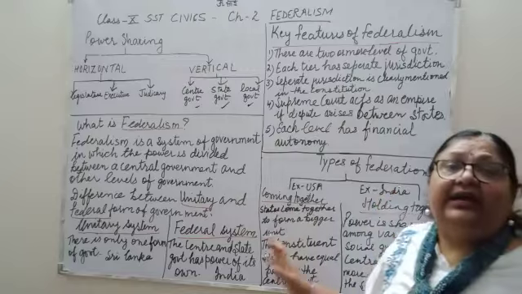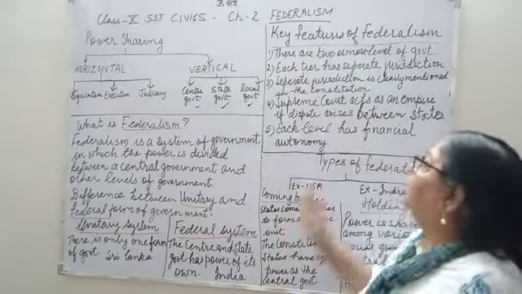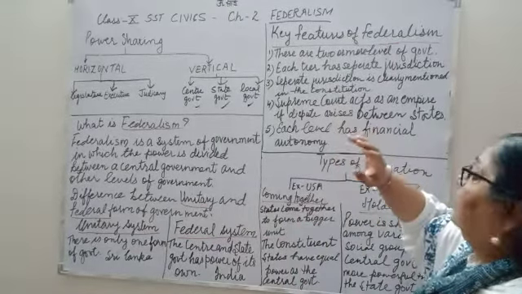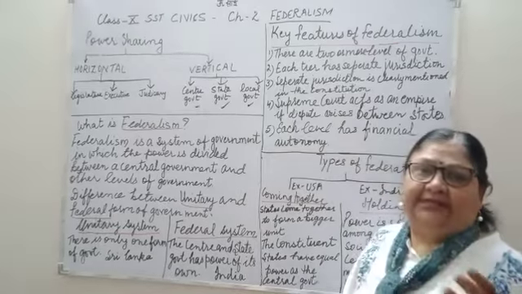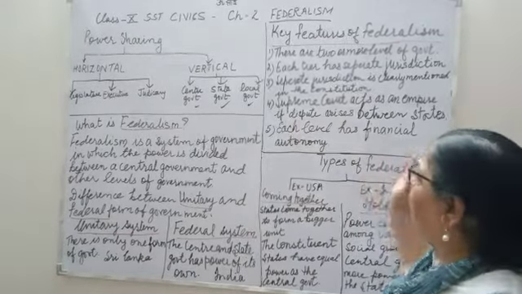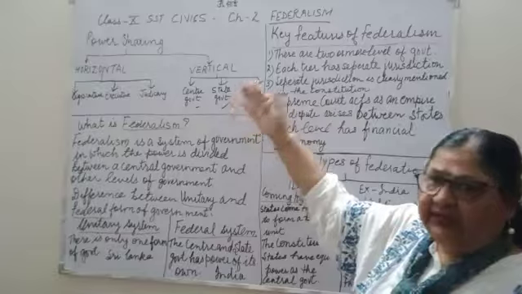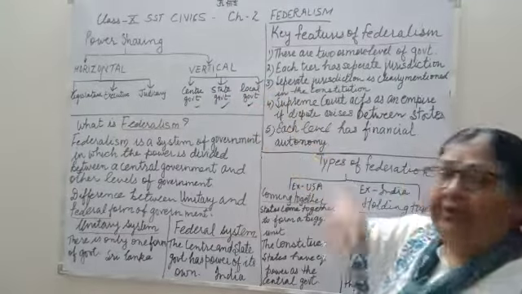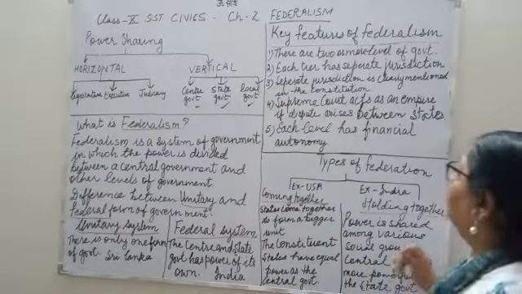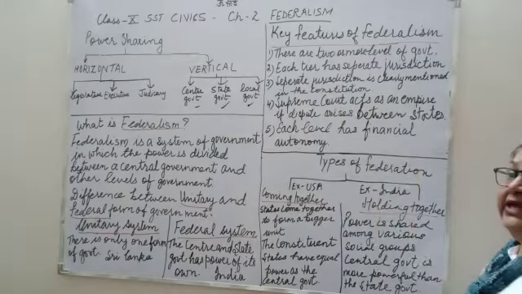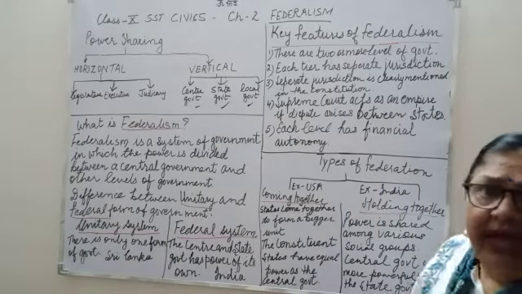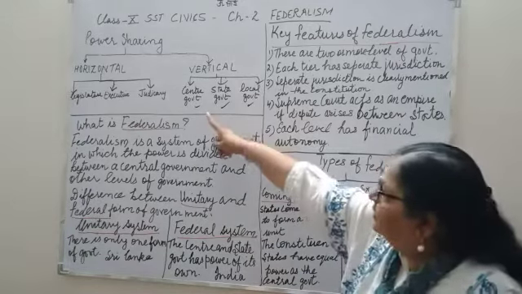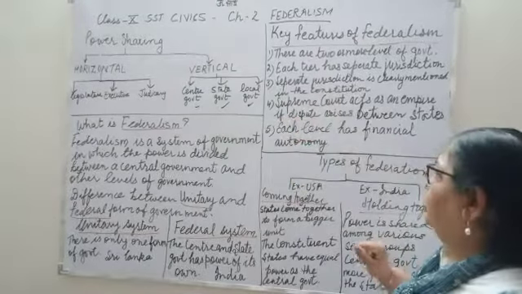It is very clearly mentioned in the constitution. There is a list of subjects in the constitution: what comes under central government, what comes under state government, and which power local government has. Now, when this is clear, each tier has its own jurisdiction.